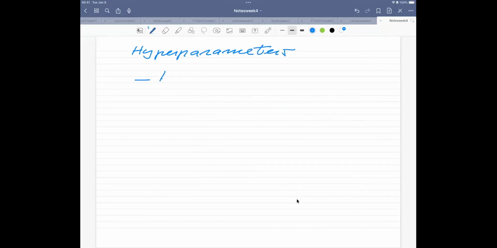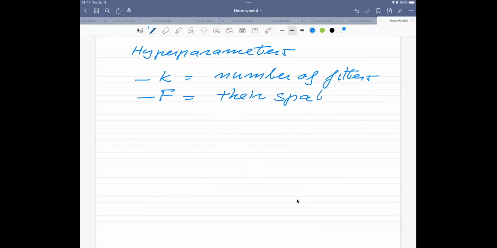So there's a parameter which you call K, which is the number of filters. We have F, which is the filter spatial extent. So if it's a 3x3 filter, then F is equal to 3. We have the parameter S, which is stride. And then finally, we have the padding parameter, which is the amount of padding.